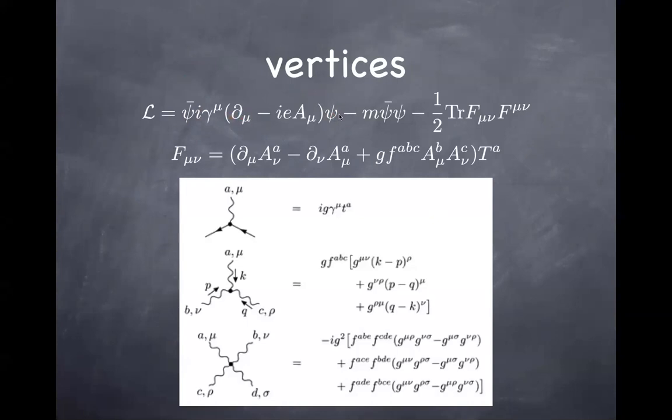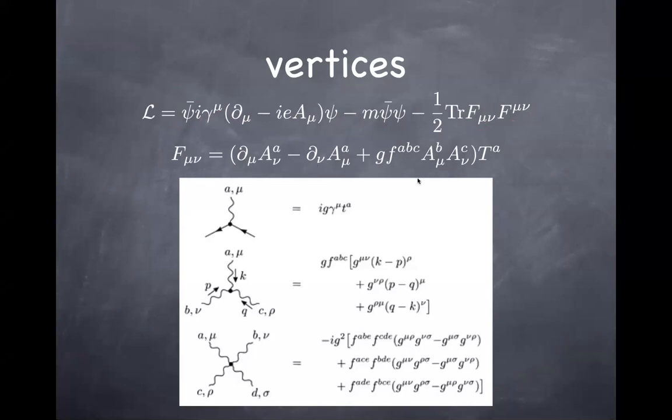And del mu is acting on the space-time argument of psi. A mu is acting on these n by n pieces. And this gamma mu is acting on the 4 by 4 spinor indices. So it's a fairly big Lagrangian, even though the notation is pretty compact. There is a mass term and the field strength, and that provides a kinetic term for the gauge field.